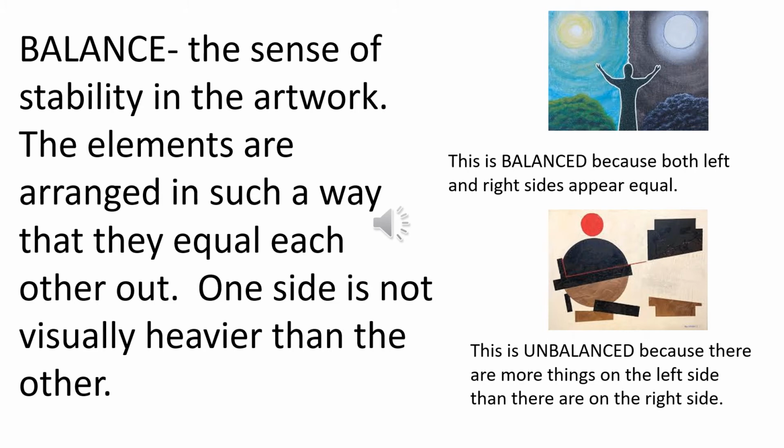Our second principle of design is balance. Balance is the sense of stability in the artwork. The elements are arranged in such a way that they equal each other out. One side is not visually heavier than the other. In the top example here with the day and night, the artwork appears balanced because both the left and right sides appear to be equal in weight. On the bottom example here with the odd shapes, this one appears unbalanced because there are more things on the left side of the artwork than there are on the right side of the artwork.